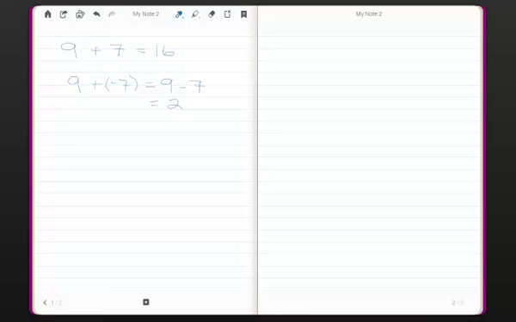Now, what if we reverse the situation and make this -9 plus 7? Now the negative is in the first number. Again, this is the same as 7 minus 9. And now the number we're taking away is larger than this number, so we'll get a negative number here. We'll end up with -2.